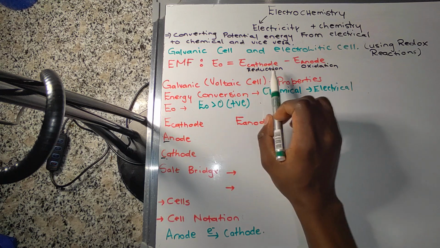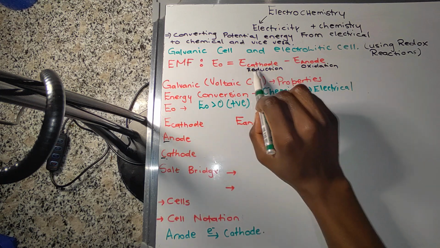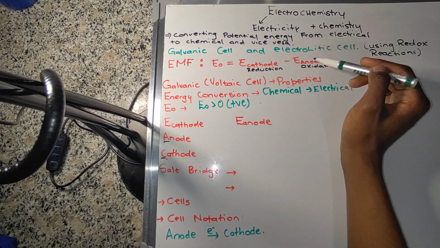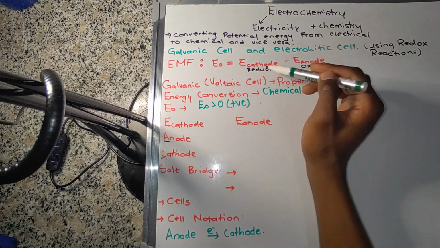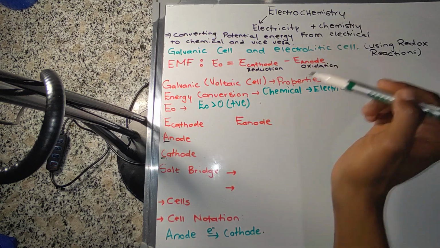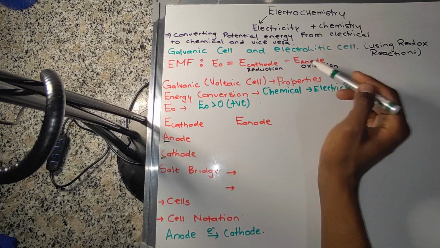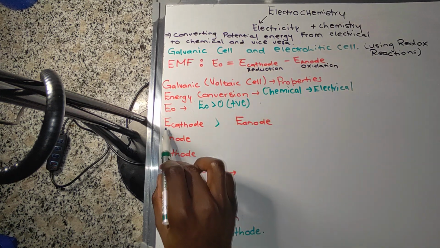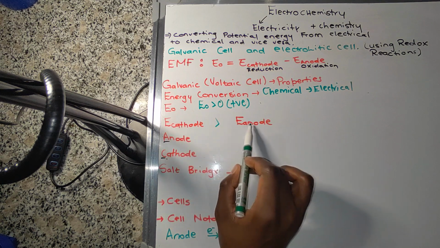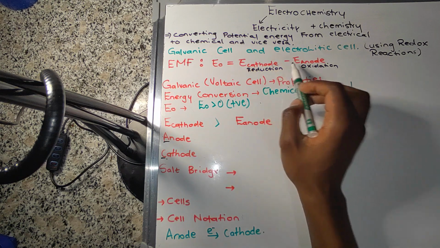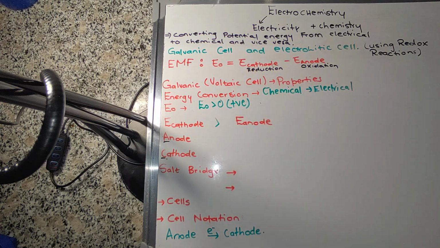Now, let us go back to that formula. For us to get a positive answer, this number should be bigger than that. So we need to conclude that under a galvanic cell, the E for the cathode should be greater than the E for the anode. The standard potential here should be greater than this one. So the inequality sign here has to be like this. The standard potential of the cathode should be greater than that of the anode. If this is the case, when you substitute here, you will get a positive number as concluded above.